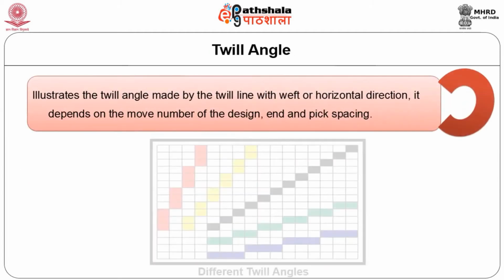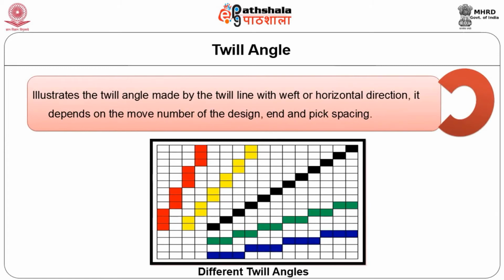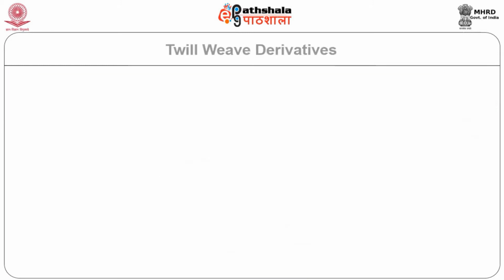Twill angle. Figure 9 illustrates the twill angle made by the twill line with the weft or horizontal direction. It depends on the move number and the design of the ends and picks spacing. So you can see the different angles which the twill line can form. It can vary from 15 to 75 degrees.